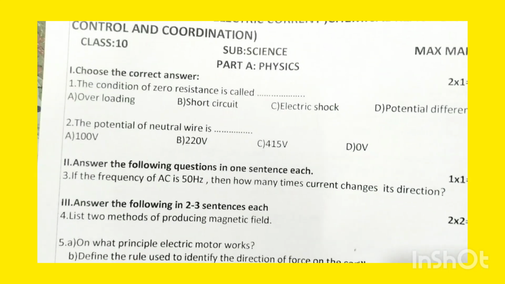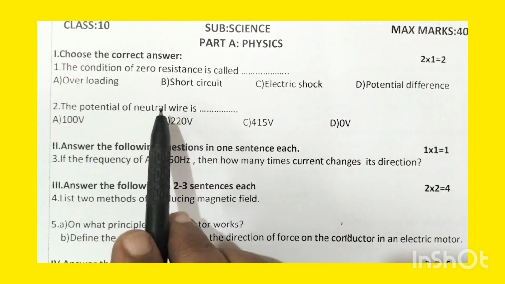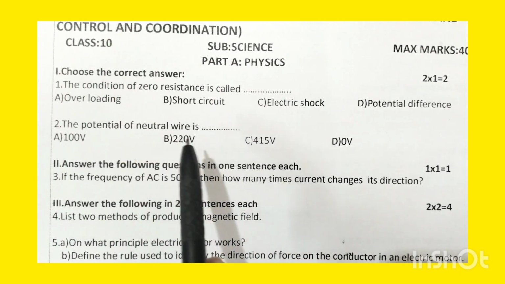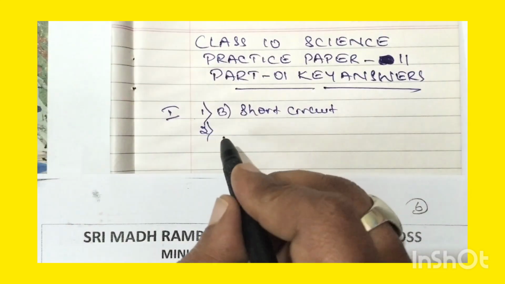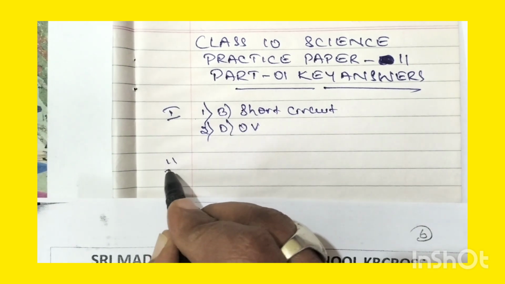So now let us move to the second question. The second question is: the potential of neutral wire is dash. 100 volts, 220 volts, 415 volts, 0 volts. So the right answer is option D, that is 0 volts.